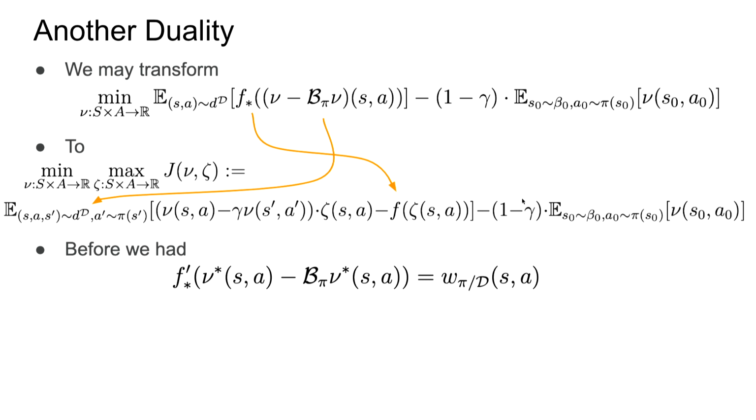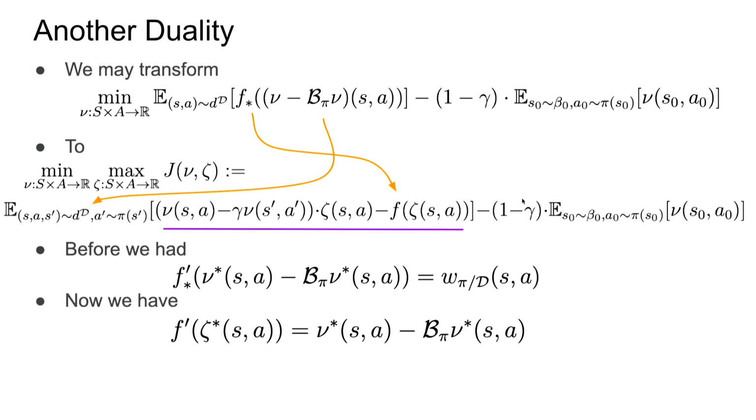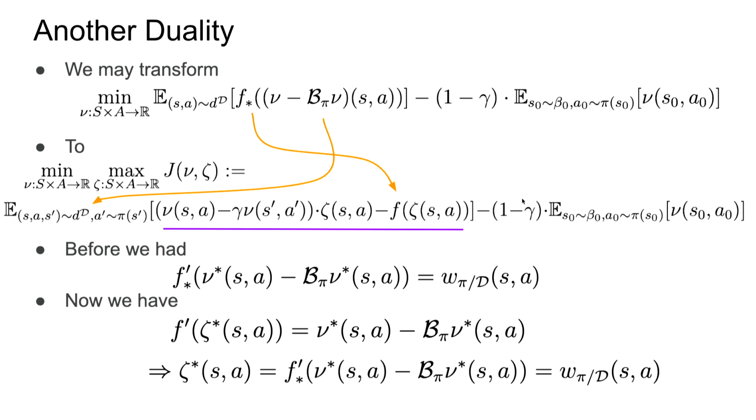Before, we had that if you applied the derivative of the conjugate to the Bellman residuals, you'll get the density ratio. Here, if you do the math, you'll figure out that it's actually cleaner: the optimal zeta, so the optimal dual variable, will be exactly the Bellman residual. So it's pretty nice that with this application of one extra duality, we've gotten rid of both the Bellman operator inside the objective and the Bellman operator in this final optimum step to get back the density ratio.